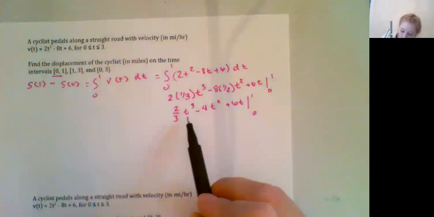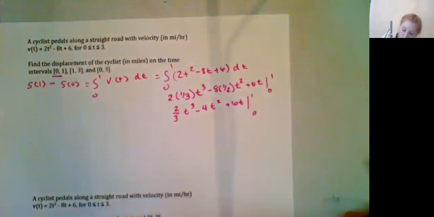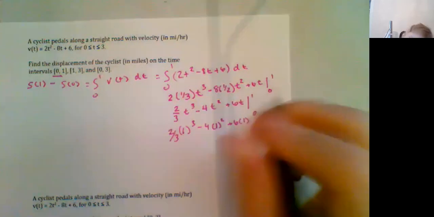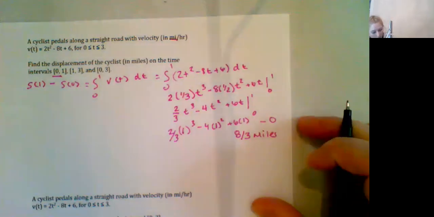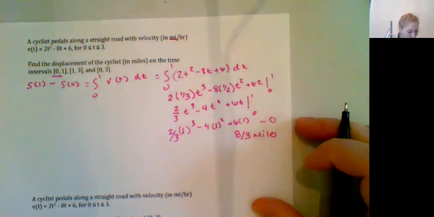Okay, so when I plug in 0, it's all going to go away because everything has a t in it. So I essentially just need to plug in the 1. And if I do that, I'm going to get 8/3. And we're in miles. So the displacement from 0 to 1 is 8/3 of a mile. Okay. All right. Now let's do 1 to 3.